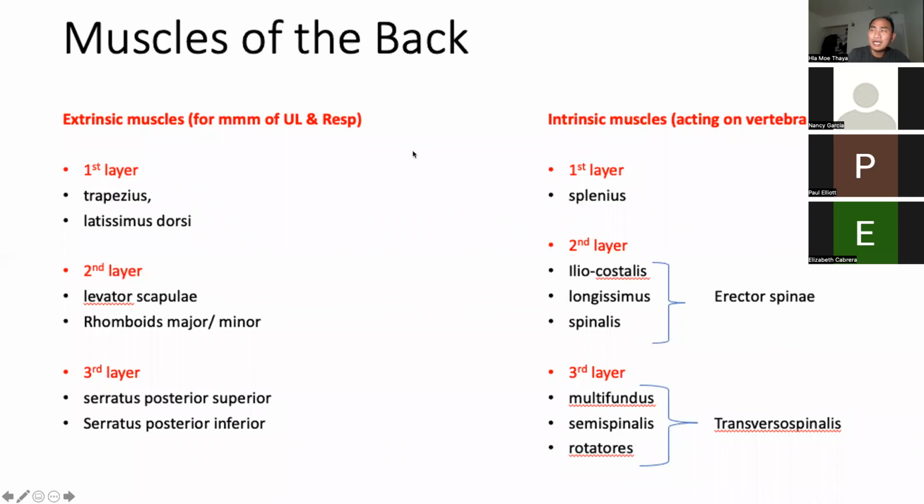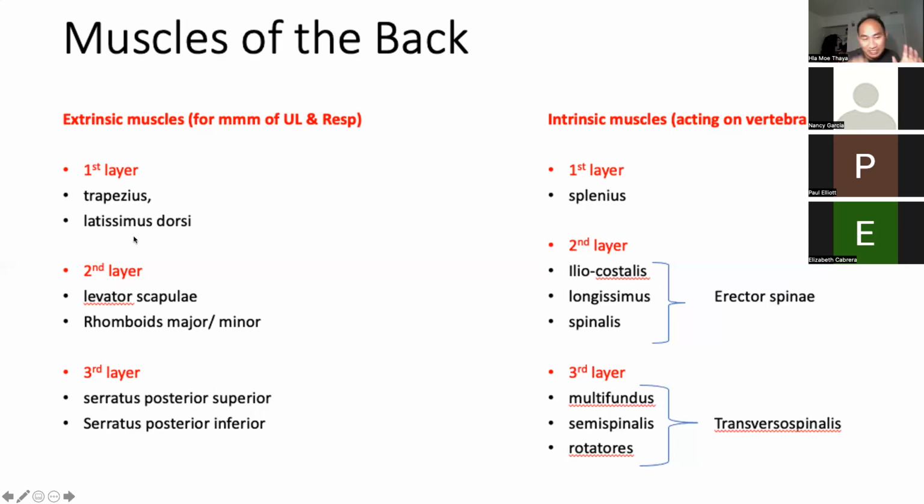So, very briefly, muscles of the back can be divided into intrinsic muscles and extrinsic muscles. The two big muscles we saw are the trapezius, which is a trapezium shape on the upper part of the back, and latissimus dorsi, which is a large muscle in the lower part of the back. They are the extrinsic muscles in the first layer.